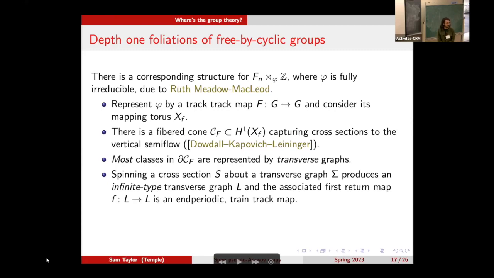It's a semiflow. Right, so the return map's a train track map. The return map is not a homeomorphism. It's a holding map. Yeah. Okay. So I realize I went through this really quickly. I'm just trying to, there's a similar story there.